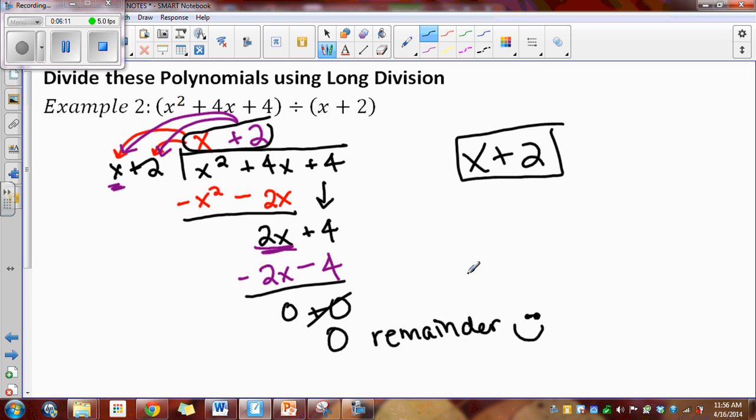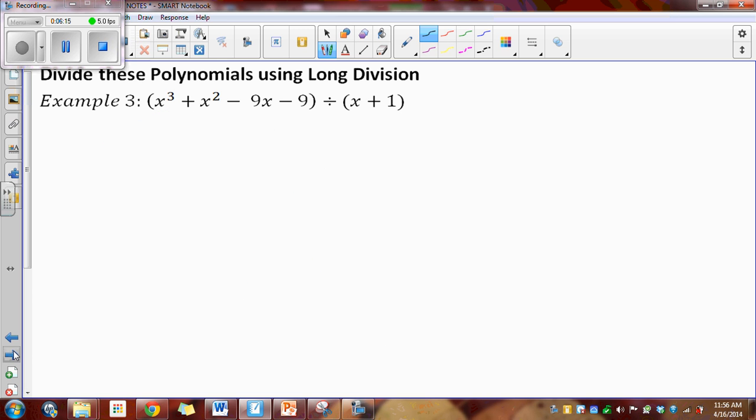Alright, we just finished our first example. How do you feel? Let's do another one. Alright, what do we have to do first? Set it up like a long division problem. Put that x plus 1 out front. And inside the doghouse, we've got a lot going on.